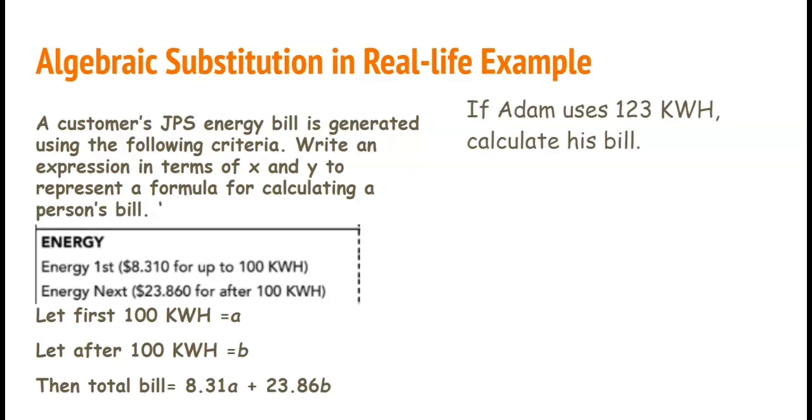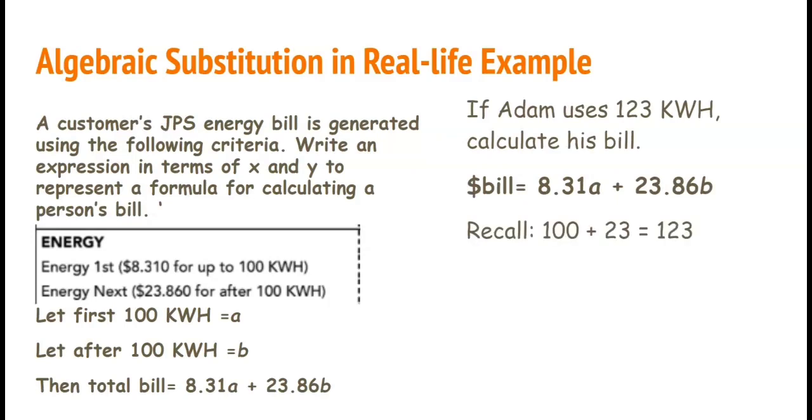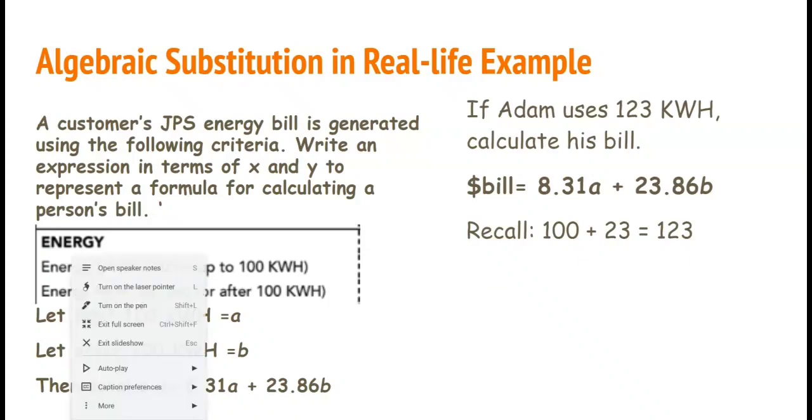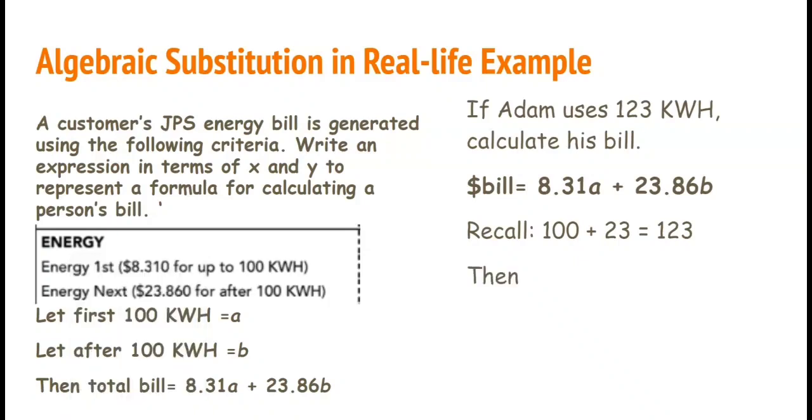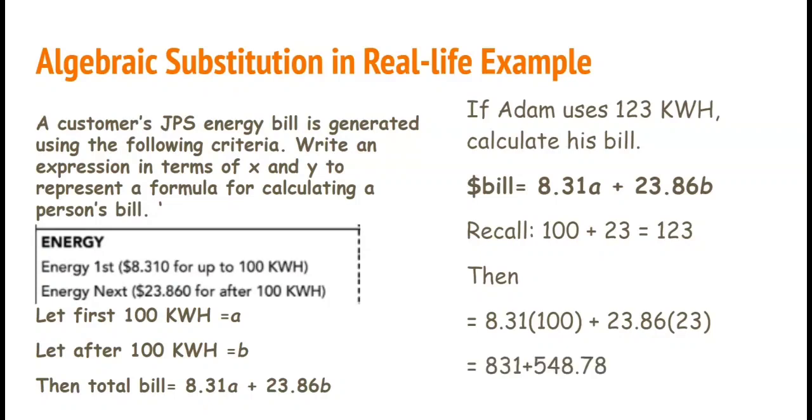If we want to solve when Mr. Adams used 123 kWh, then we would want to use the same formula, and we find out 100 plus 23 gives us 123, because that's the amount of kilowatts that he used. So now we are going to substitute our values. Remember our formula. So we're going to put 100 where a is and substitute 23 where b is. Once we do that, we expand our brackets to multiply, and we end up with our answer being $1,379.78.